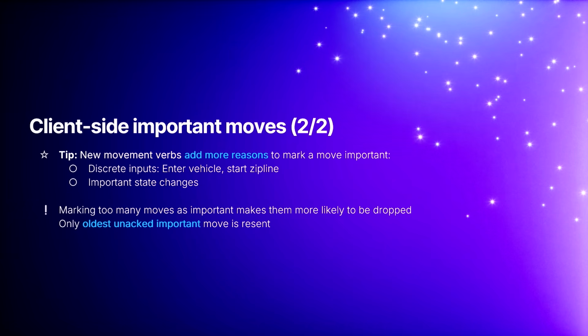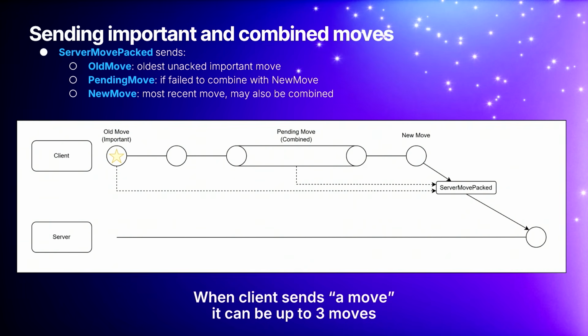Just like move combining, if you add new movement verbs, it's often a reason to revisit your important move logic. Here is an overview of what you're sending when you send the move. When you send the move, it's triggered because either the get client net send delta time has passed, or because the new move was uncombinable.